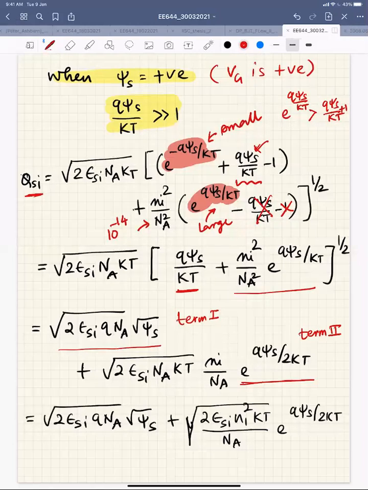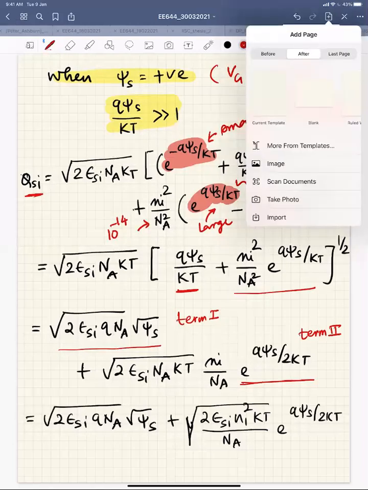If you look, and we have already discussed, your depletion charge is nothing but q times na times wd. And we know that wd has a root over dependence, right? So your qd is proportional to root over psi s. So let me find that.